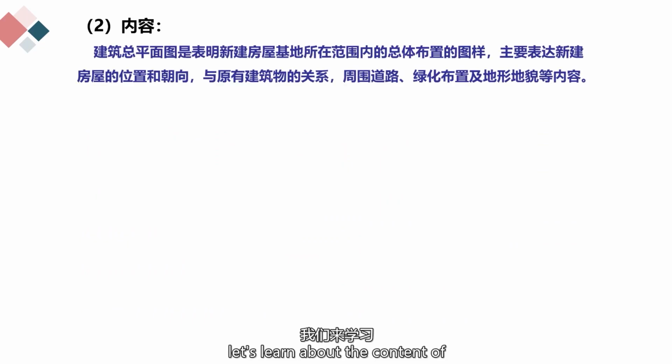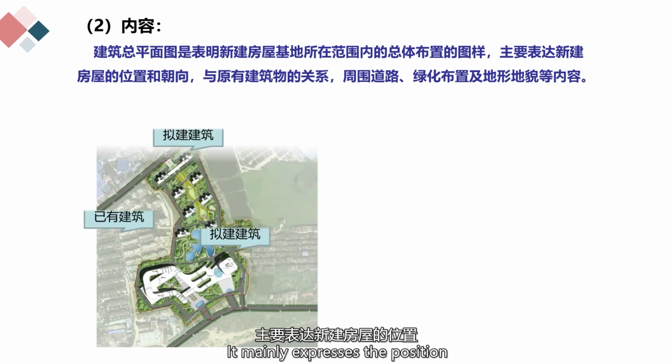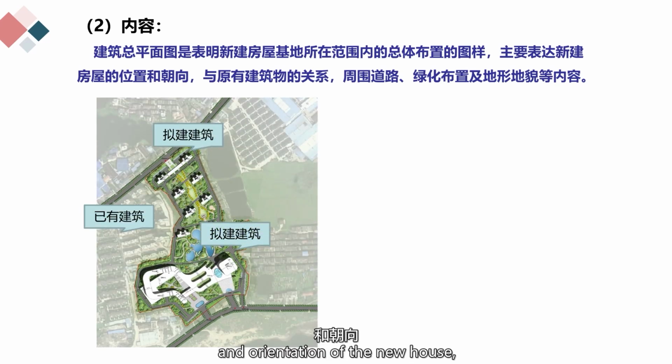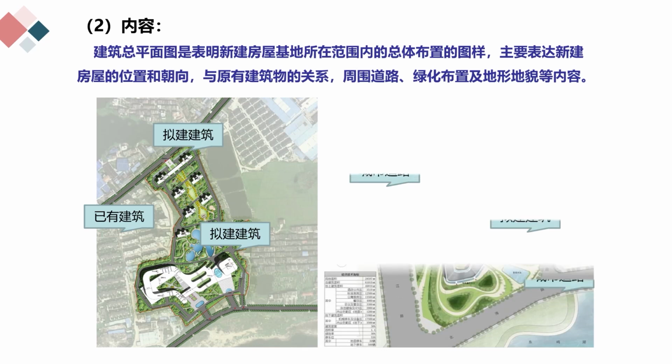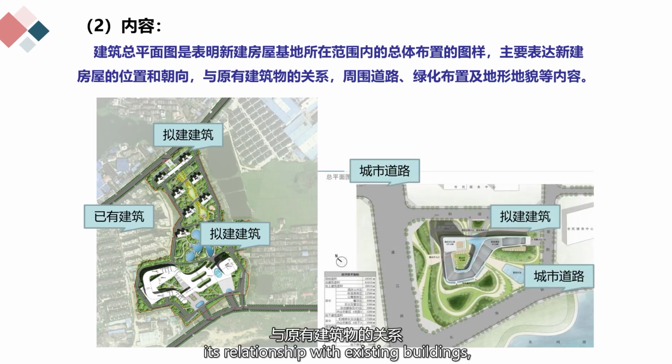Secondly, let's learn about the content of the Building General Layout Plan. The Building General Layout Plan is a diagram showing the overall layout of the new house within the range of the construction site. It mainly expresses the position and orientation of the new house, its relationship with existing buildings, the surrounding roads, green space layout, and terrain features.